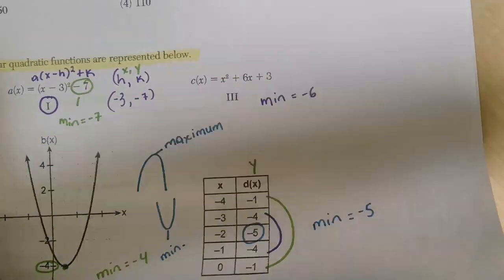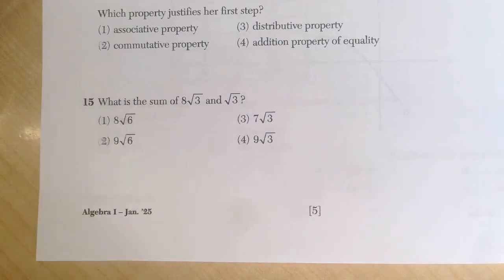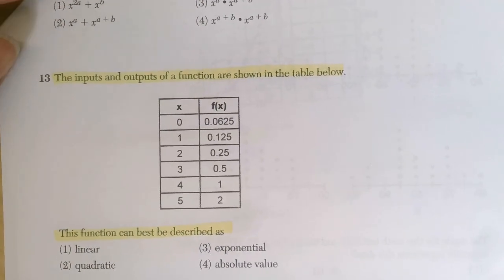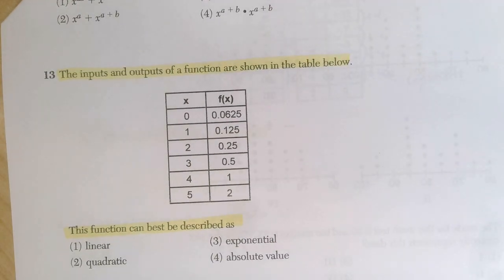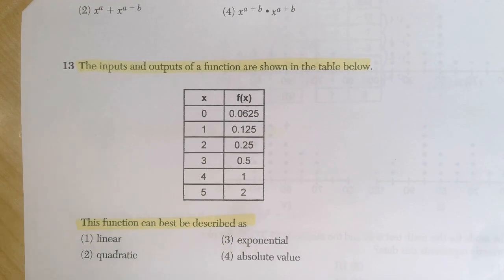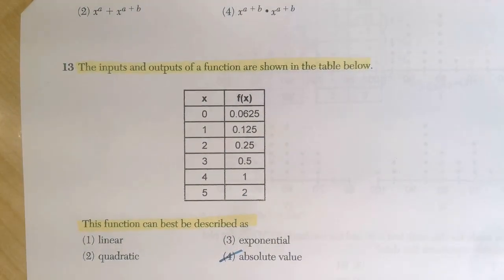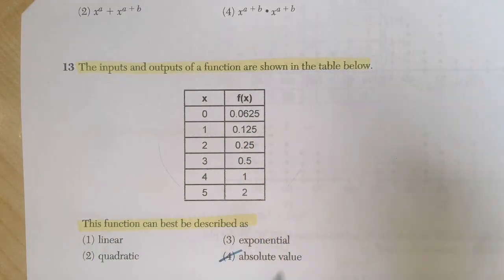Okay, all right. And then the last question that we're going to work on is from January 2025, and that is question 13. So same idea. Off the bat, we know that we were only talking about 3 types of functions: linear, exponential, or quadratic. We know that number 4 would not work because we didn't talk about anything of absolute value. Good. Okay. So it's asking what function can be described in this table.